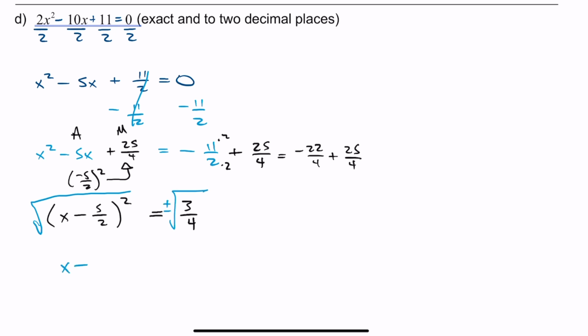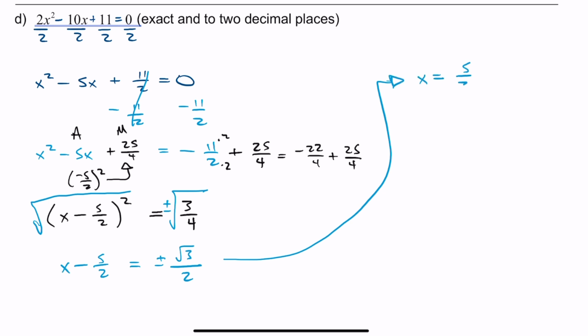So this is x minus 5 over 2 equals plus or minus root 3 over, because I can take the square root of 4, and the square root of 4 is just 2. So that's why it's a root 3 over 2. I'm going to add the 5 over 2 to both sides, and I get x equals 5 over 2 plus or minus root 3 over 2, which is nice because we got a common denominator. So we can just write it all over the common denominator, and we get 5 plus or minus root 3 over 2. That is the exact value solution.